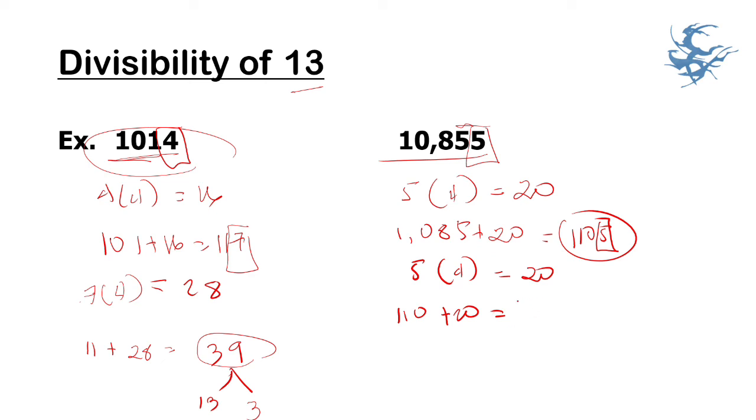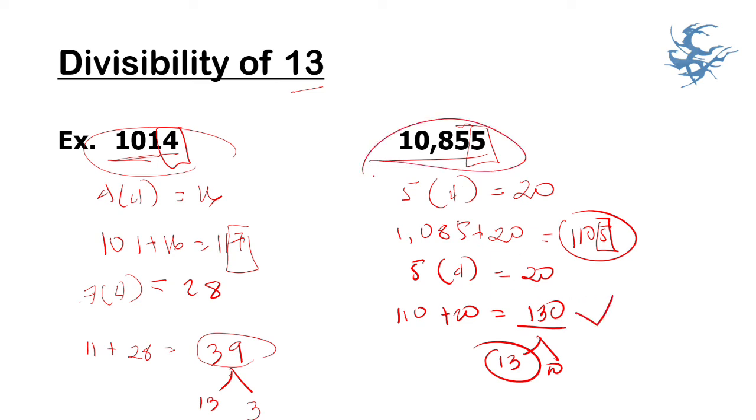Add natin sa 110. We're gonna get 130. Okay? So, dito na part, malalaman na ba natin if divisible siya by 13 o hindi? Malalaman na natin, di ba? Because if you look at it, 130, it's just 13 times 10, right? So, since it is divisible by 13, the whole number is divisible by 13. Okay?